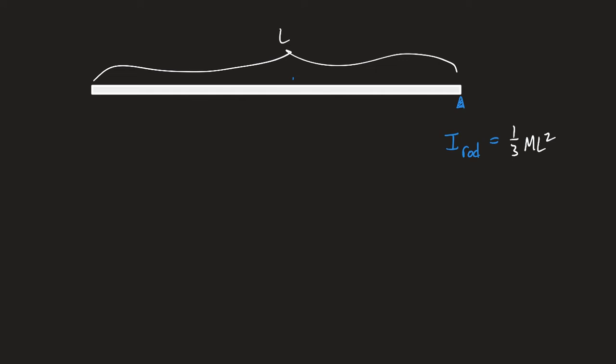Now, that being said, what we don't have is an easy way to talk about an axis like this. Although if you looked it up in the book, you know that they gave you the moment of inertia about the end, and they probably gave you the moment of inertia about the middle. That's it.